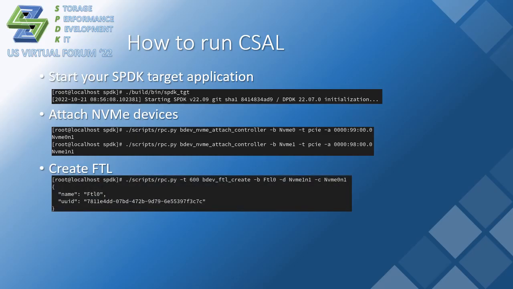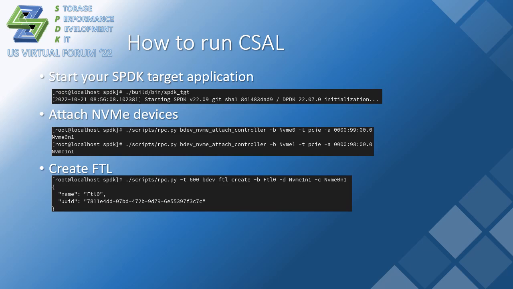The only required parameters are the name of the FTL, and the base and cache devices. Here, the -c NVMe 0 n1, that's the cache device. And as part of its output, it returns the name of the BDEV as well as the UUID. The UUID is used when trying to load the FTL instance.